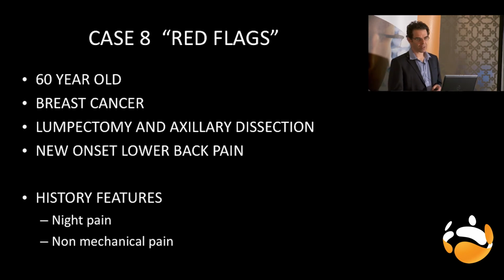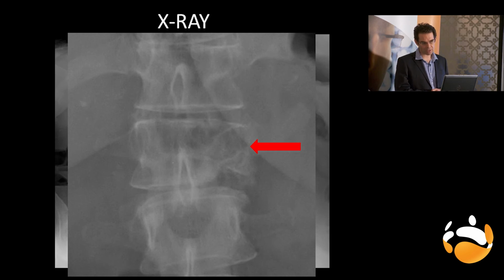If we move on now to the red flags cases, these are important for you to consider. This is an example of a 60-year-old with a past history of breast cancer. She had an initial lumpectomy and axillary dissection, but now she's got a new onset of lower back pain. What's concerning is that there's night pain and non-mechanical pain. Those are some of the things you need to think about. We would still do an X-ray to give an overview of what's happening.